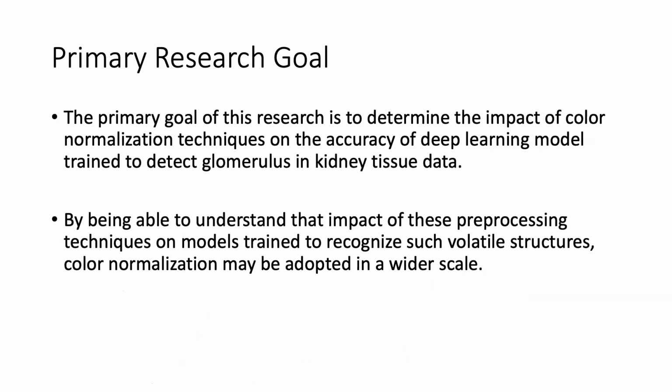The reason that kidney data in particular was chosen was because kidney tissue is very, very heterogeneous and complex. So by getting a better understanding of how color normalization can impact segmentation performance with this kind of data, we can gauge its performance with other kinds of data.